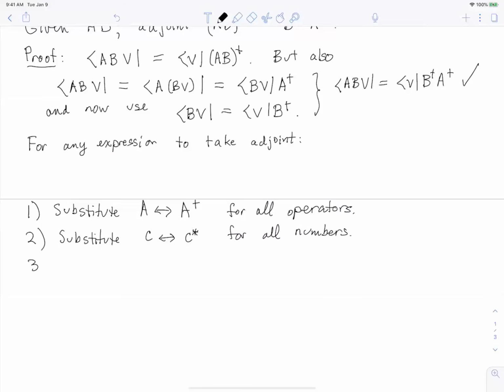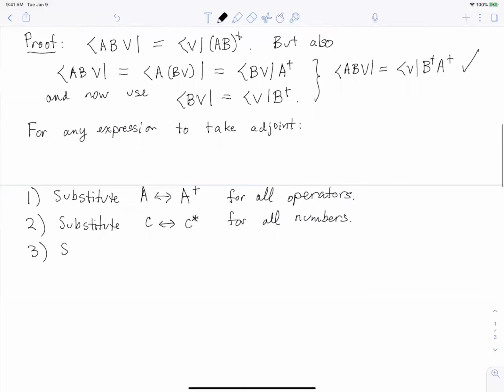The third thing you do is you take every ket and change it to its corresponding bra and vice versa. So you substitute for every ket the corresponding bra, and the other way around, that's what the double arrow means. So for all kets and bras.